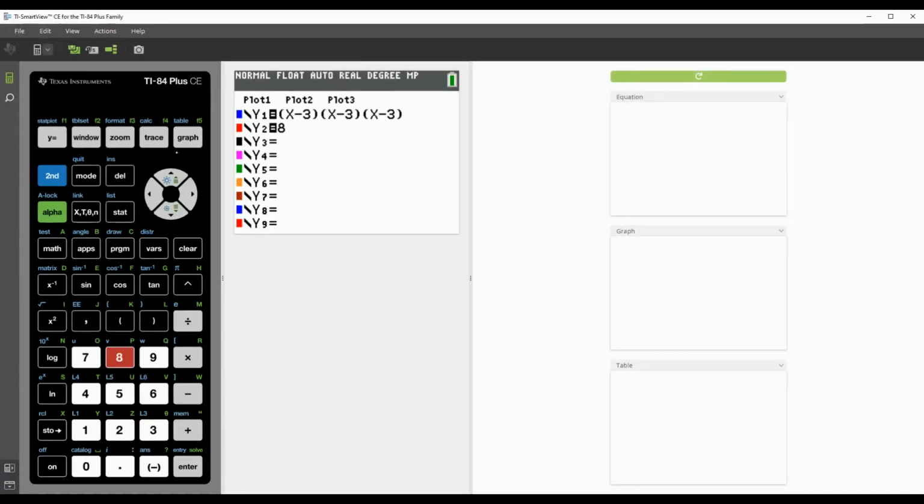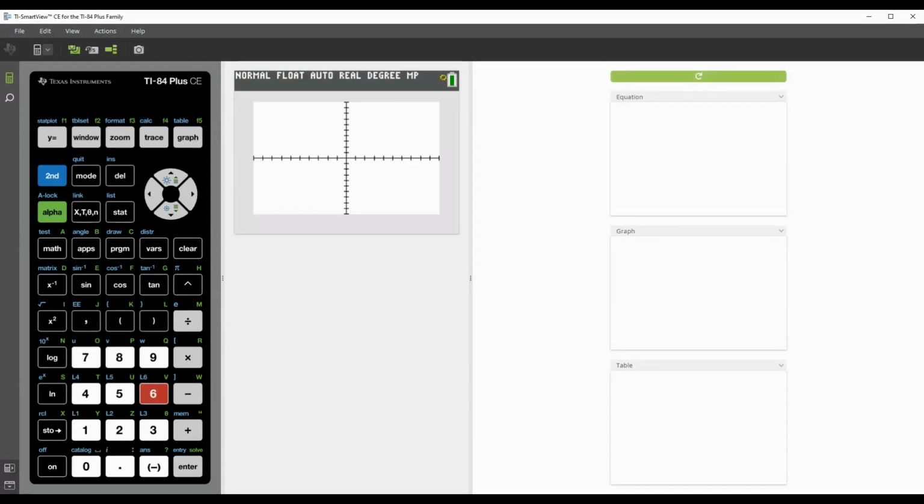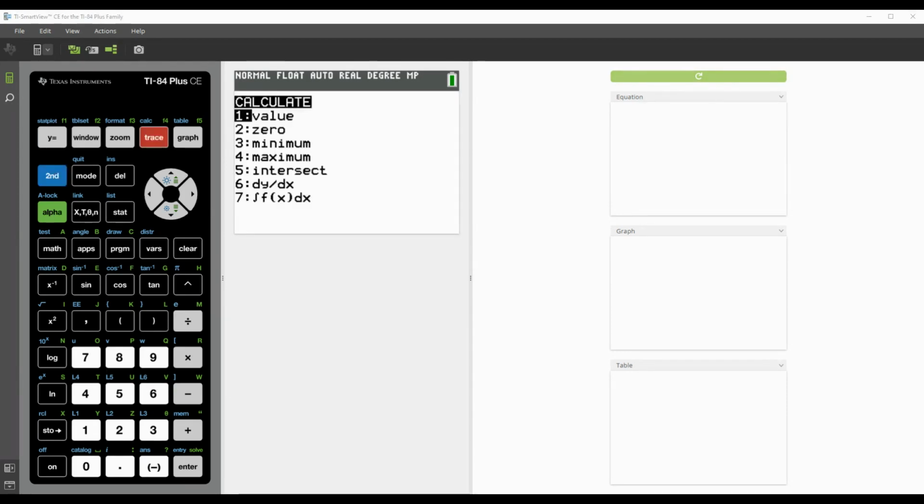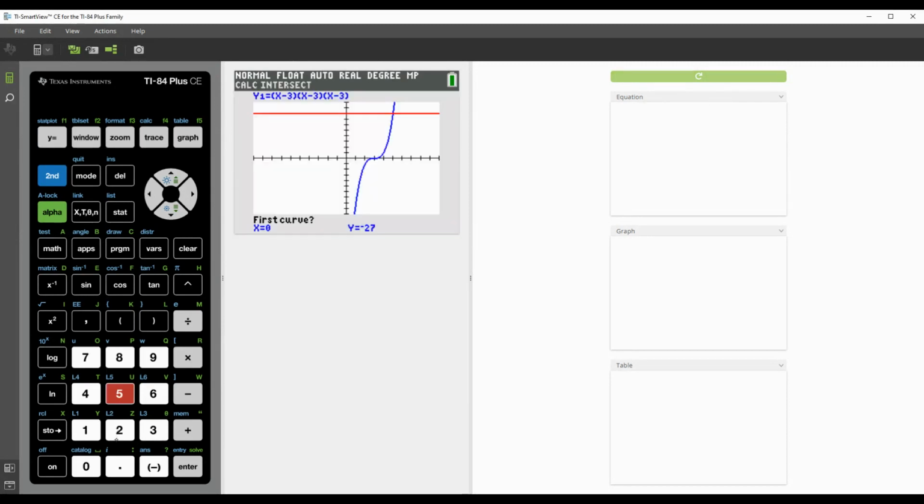Now, if you're not sure what your last graph was, you might want to hit zoom 6 first. It just kind of puts it back at a normal window. And there you go. There's the cubic function, and there's where it crosses 8. So you can instantly get the answer by plugging in the two sides of your equation. I do second calculate to find that point of intersection, which is number 5.